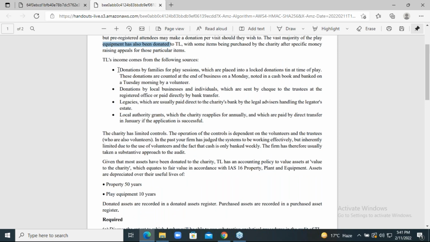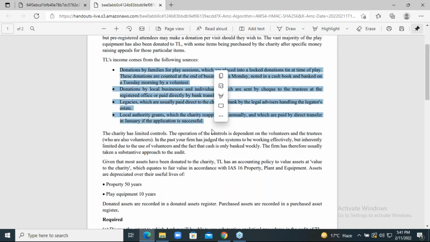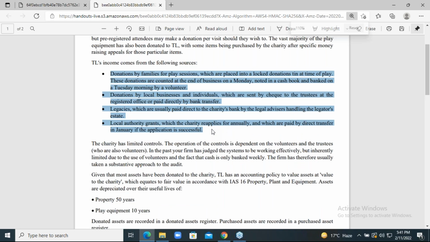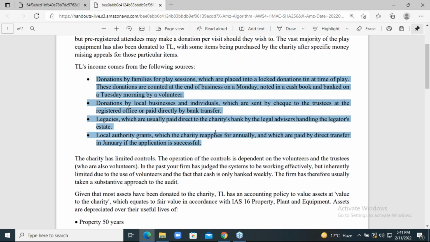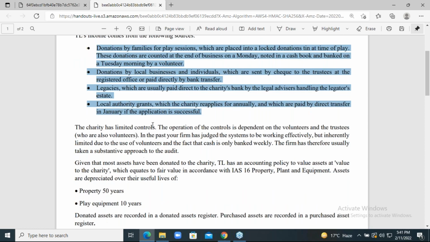Now the data has suggested some income levels, whereas we are used to going for the revenue stream. Here there are some donations by the families, there are some donations from local businesses, there are some legacies, there are some local authority grants. All these four areas are the sources of income for this small charity in the town. And what is happening here? The charity has limited controls. Of course, operational controls are not there.